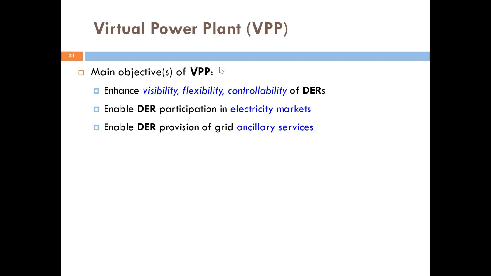Okay, and the idea is that when we improve the controllability as well as the flexibility and visibility of the systems, we actually enable the participation of the DERs in the electricity markets, as well as the provision of ancillary services by the distributed energy resources.